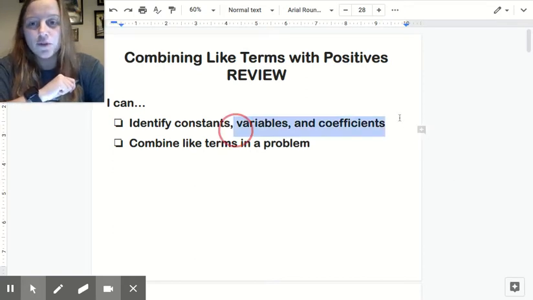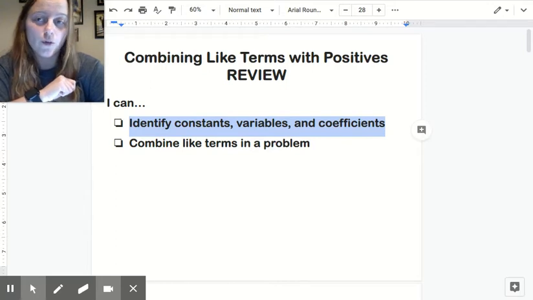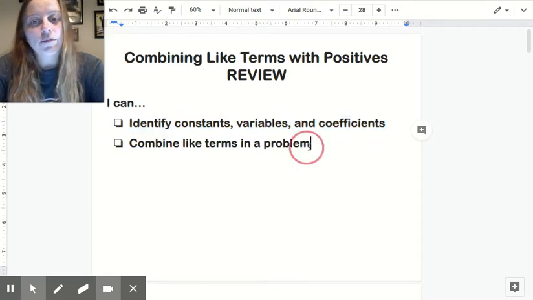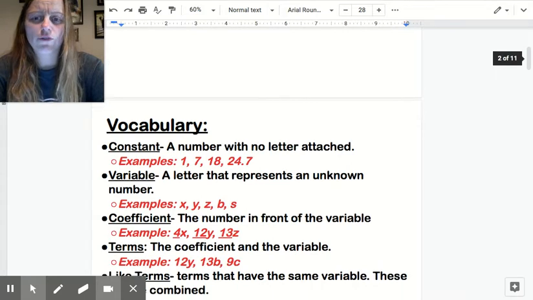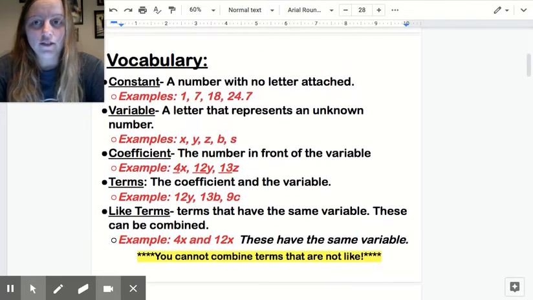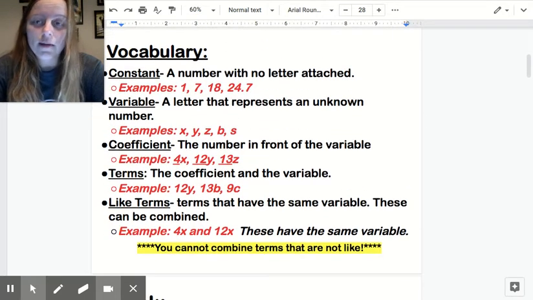First, you're going to be able to identify constants, variables, and coefficients. These are vocab words you learned last year, but we are going to review what these vocab words are again. Then we're going to be able to combine like terms in a problem. So let's go ahead and review some vocabulary. These are words you learned last year, but I'm going to guess it's been a while so you don't remember them. Please make sure you write these down in your notebook.